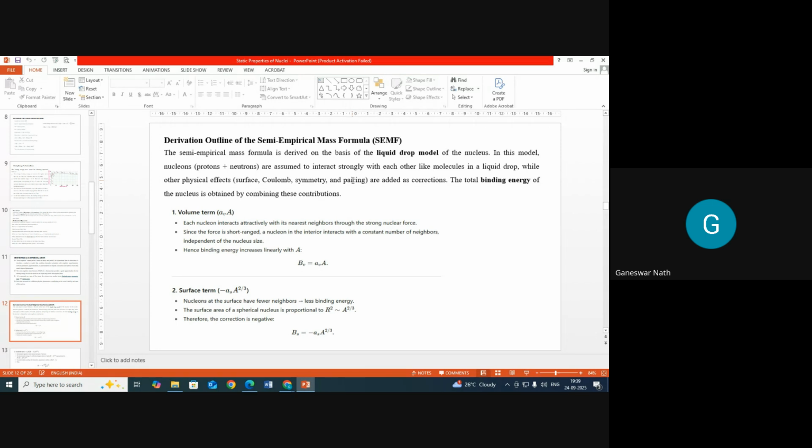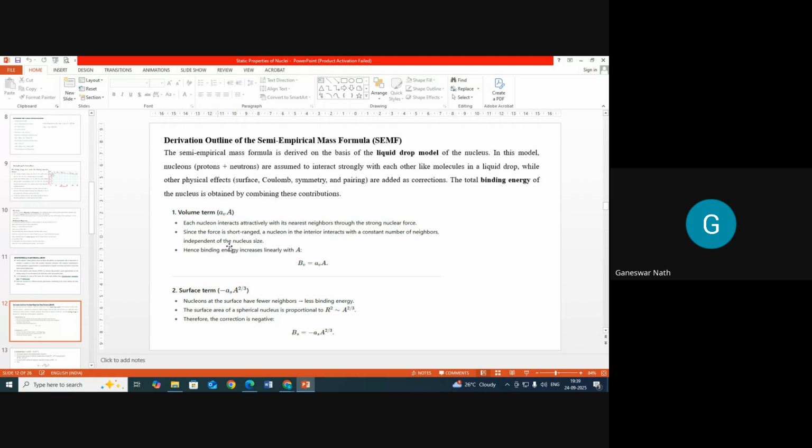The semi-empirical mass formula is a combination of both theoretical and experimental values. That is why we call it semi-empirical. It is made up of 5 different terms: volume, surface, Coulomb, symmetry, and pairing terms. The total binding energy of the nucleus is obtained by combining all these 5 factors in this formula. So first, let me talk about the volume term.